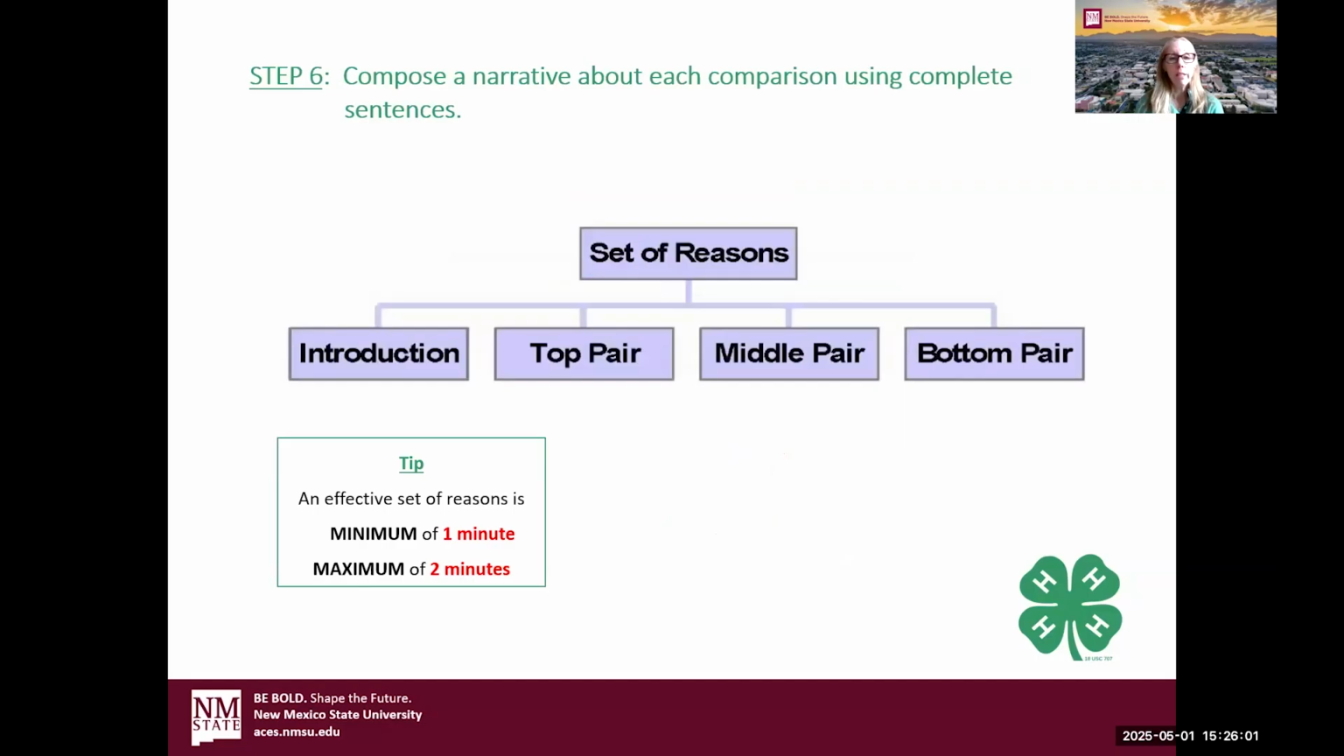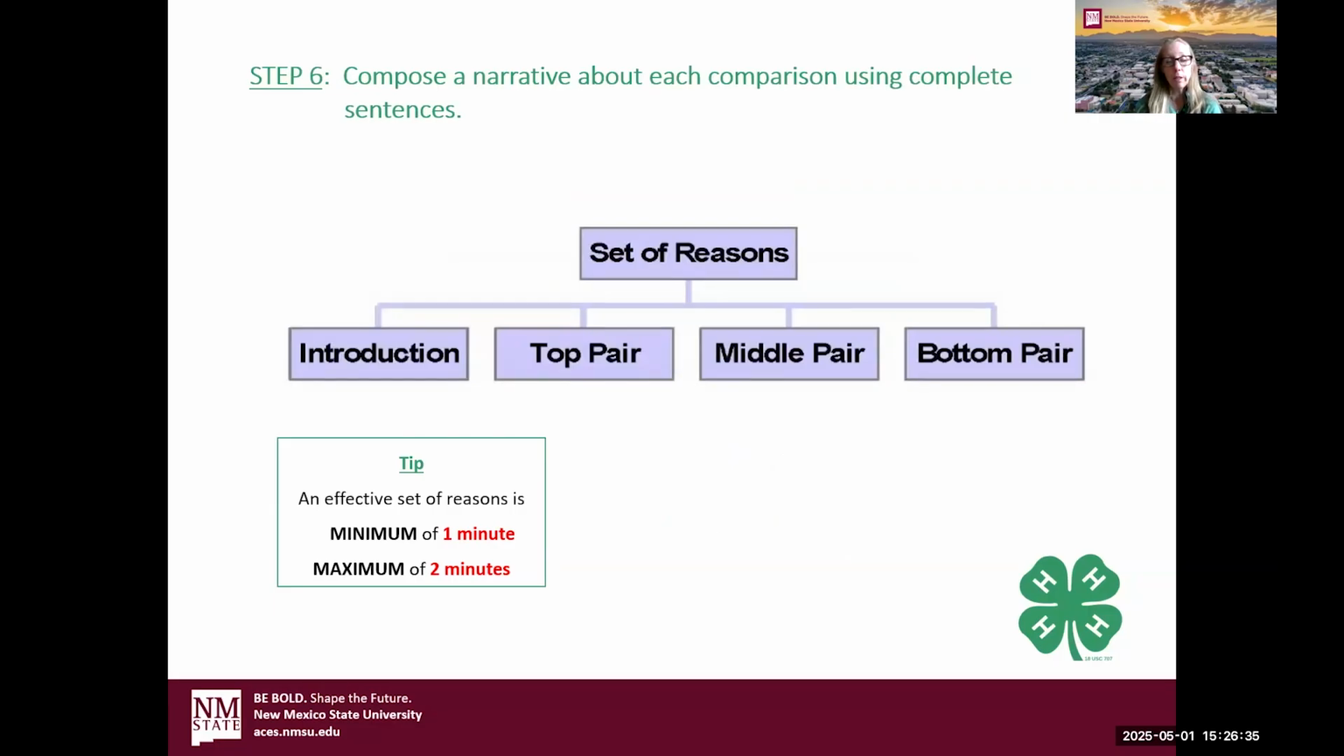In composing your reasons, you'll want to write a narrative using complete sentences, because when you speak, you'll want to deliver that in complete sentences. And so you'll write just as you would speak. A lot of kids will just sit and write a paragraph and then practice reading that to themselves. So you'll start with your introduction, and that's usually your top individual, and you'll talk briefly about why that individual stands out. And then after that, you'll move on to your top pair in your comparison there, then your middle pair and your bottom pair.